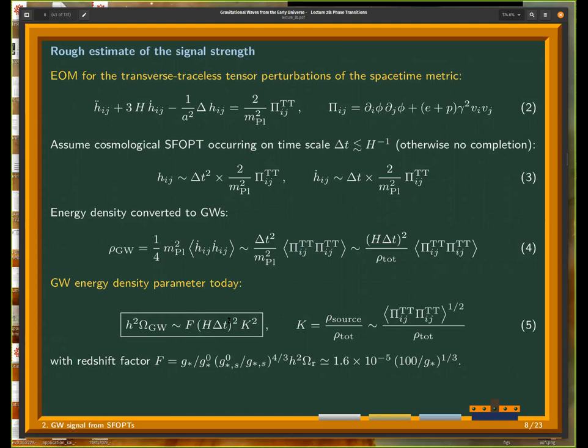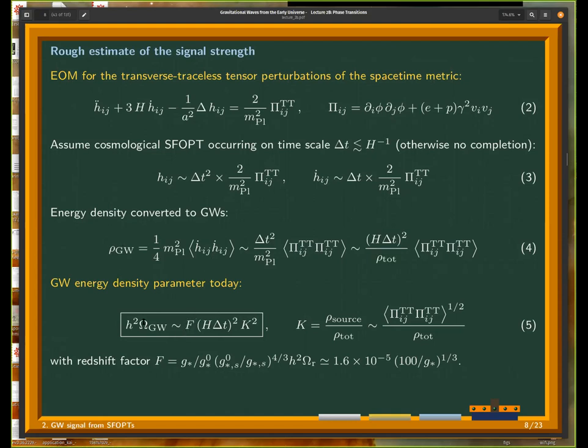And because this is lowercase rho, and then here we talk about omega, I still need to divide by one over rho critical, the total energy density today, or actually I divide by rho total at the time of production, and then everything else is taken care of by this redshift factor here.